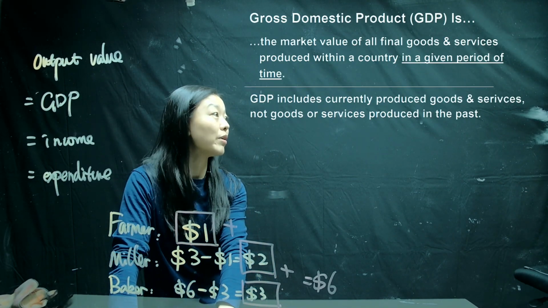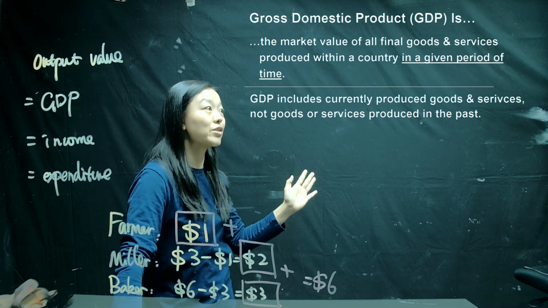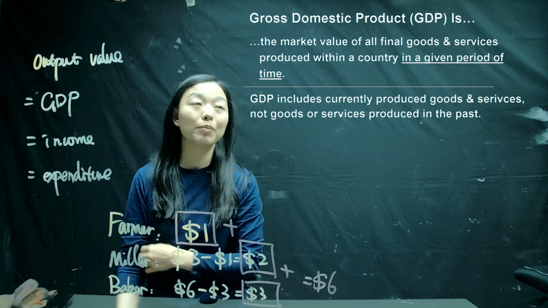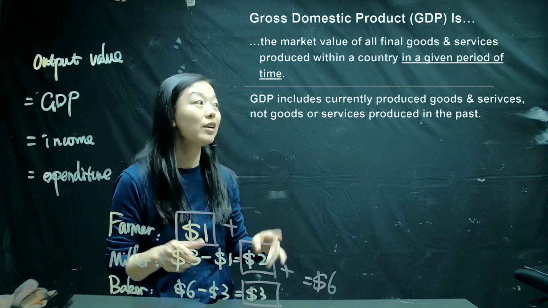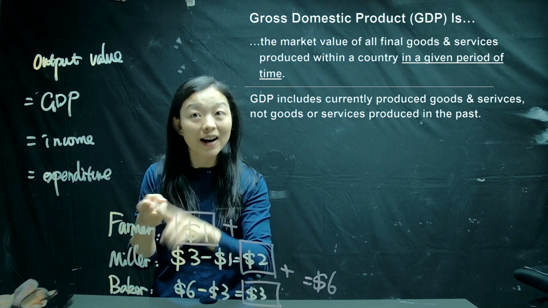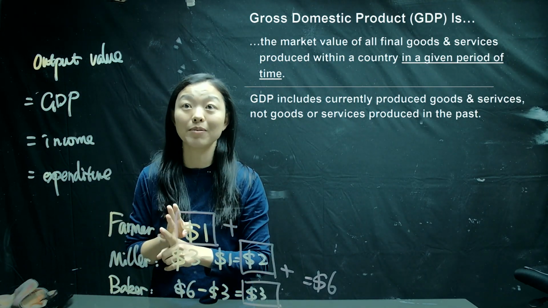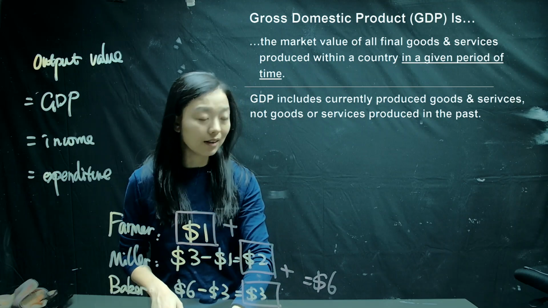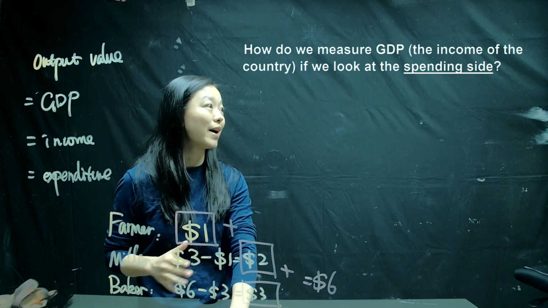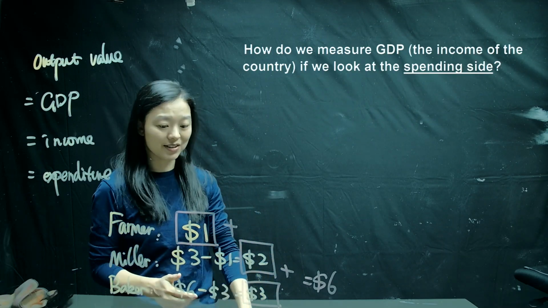Those are some pieces of information about GDP. We talked about different perspectives: the market value of final goods and services within a country for certain periods of time. Now let's look at how to measure GDP from the spending side.